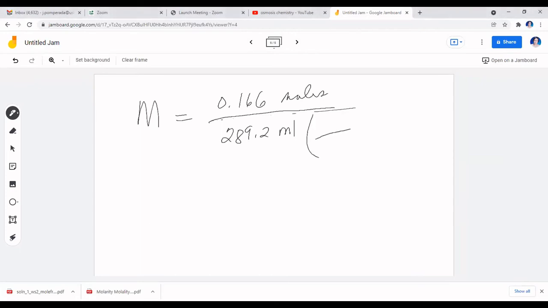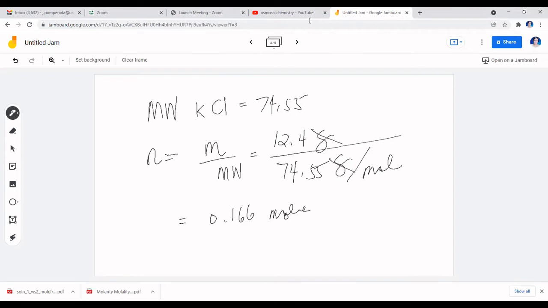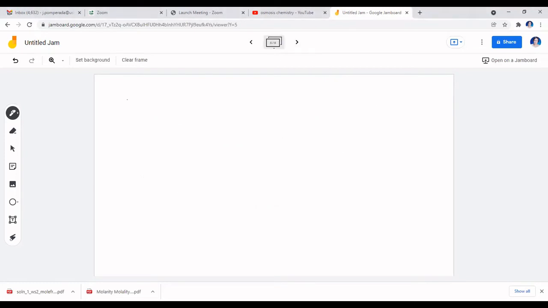We will convert to liters because molarity is moles per liter. So conversion, 1,000 ml in 1 liter. So we cancel the ml unit. So we have now a molarity of, what's the answer for our molarity? 0.57. Okay, so 0.57 molar. You get it? So do you follow? Okay, so 0.57. We go to number 3.